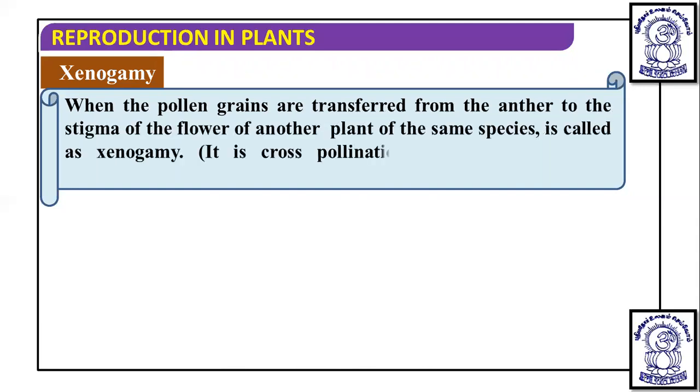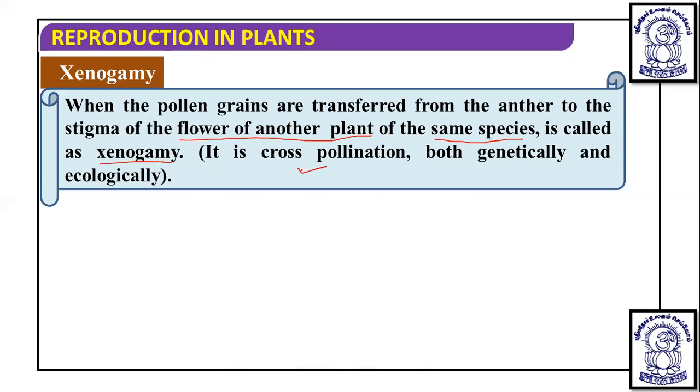It occurs when pollen grains are transferred from the anther to the stigma of a flower of another plant. So what we have to focus on here? A flower of another plant of the same species is called xenogamy. It is a type of cross-pollination, both genetically and ecologically, because two different flowers are involved. So there should be an agent to carry the pollen grain to the flower of another plant. Genetically also they are two different plants.